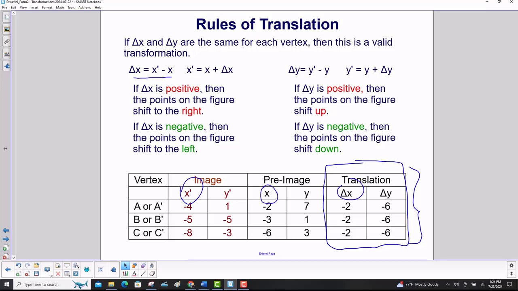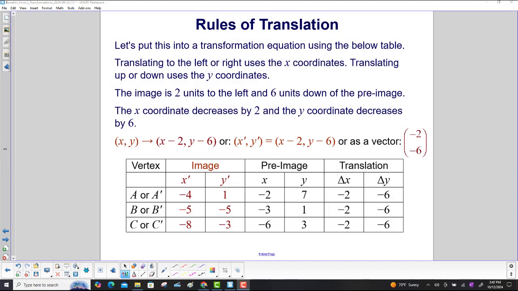If delta x is positive, then the points on the figure shift to the right. If delta x is negative, then the points on the figure shift to the left. And we rewrite this equation as x prime equals x plus delta x. Same thing for y, except in this case, if delta y is positive, the points on the figure shift up. If it is negative, then the points on the figure shift down.